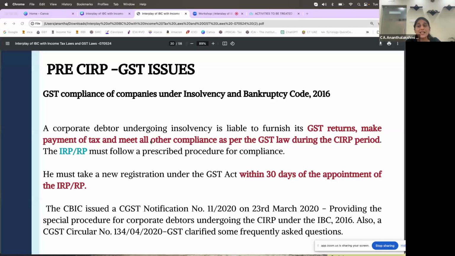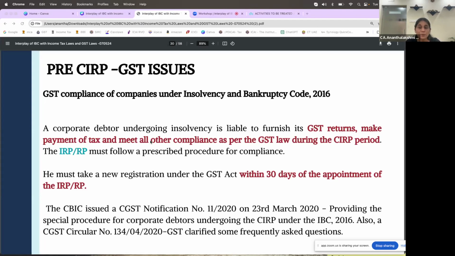Income tax is the RP's responsibility. Again, filing the GST return is the responsibility of the RP. GST return, making payment or any other compliance under GST law goes to the IRP or RP. Okay, first thing, you people very well know, it's just a recap. Don't miss it because there are certain issues which we will discuss.